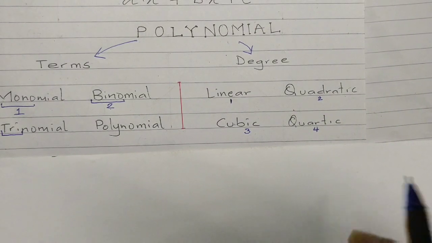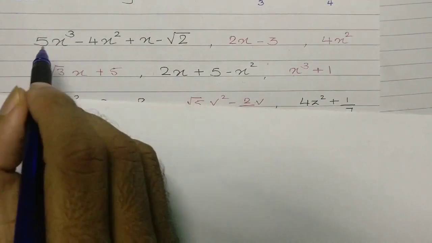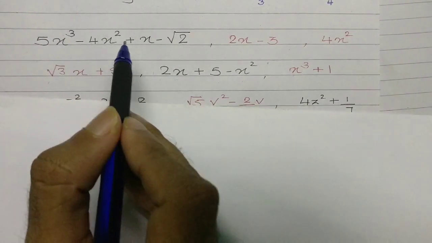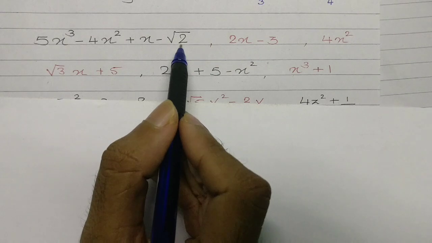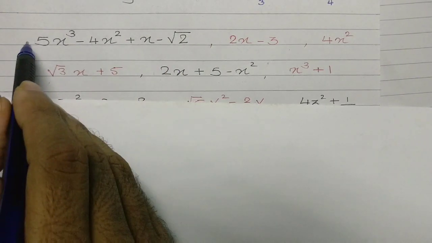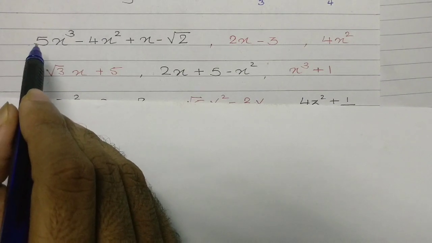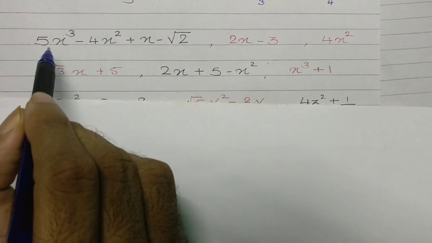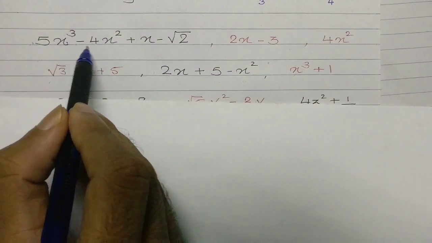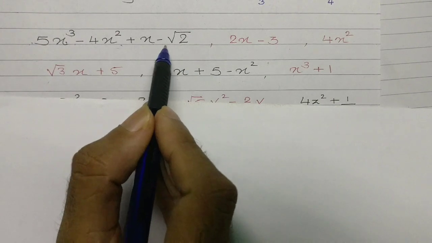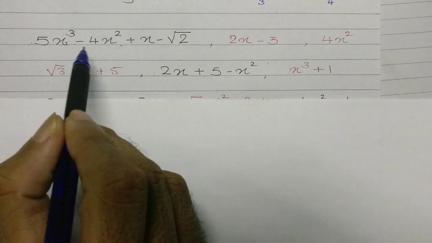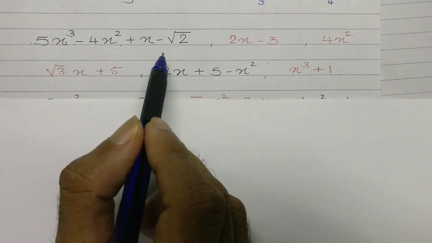Now let us take a few examples. I have 5x cubed minus 4x squared plus x minus root 2. Now this is my entire polynomial. In this polynomial, first of all, let us understand based on the terms what this will be called. So I have 1, 2, 3 and 4 terms. So I can give it the name, generally called a polynomial.